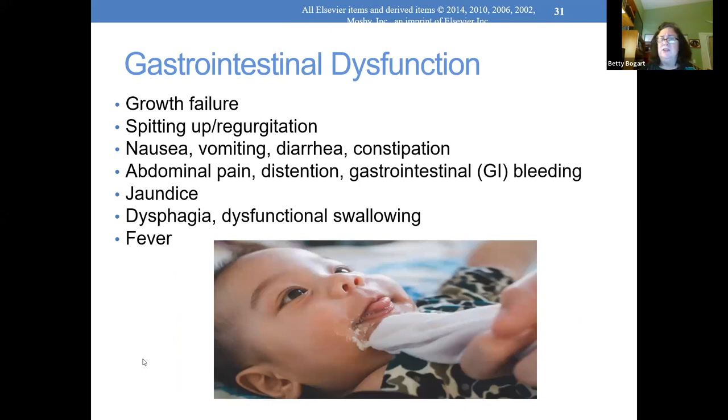So GI dysfunctions can be a little bit of everything, but we know if a child is eating and spitting up, they're losing calories, they're losing nutrition. You lose nutrition, what happens? Cognition and growth failure. Nausea, vomiting, diarrhea, constipation can all occur. You can see children with abdominal pain, distension, bleeding. If something is going on in the common bile duct and the liver, we're going to see jaundice, biliary atresia. That's the big one that you'll just all of a sudden see a kid starting to look yellow, and then you start looking for what's going on.